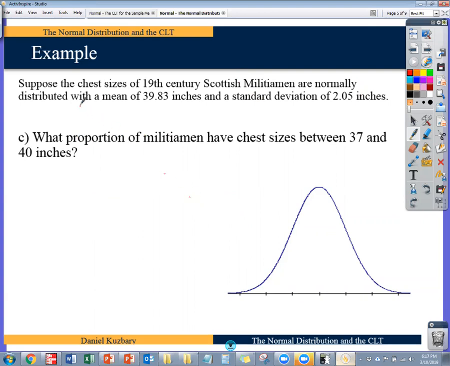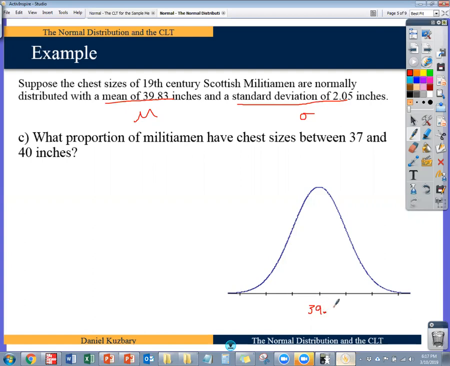So I've got another normal distribution problem where, well, this is the same one. The Scottish militiamen are normally distributed. Their chest sizes are normally distributed with a mean of 39.83 and a standard deviation of 2.05. And I want to find the proportion of militiamen whose chest sizes are between 37 and 40.